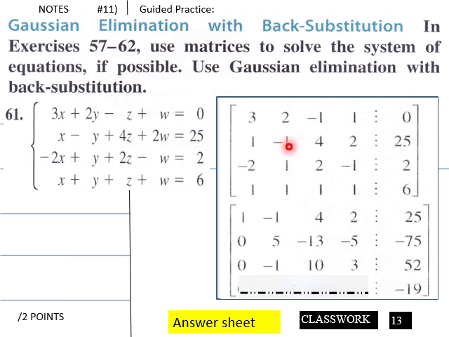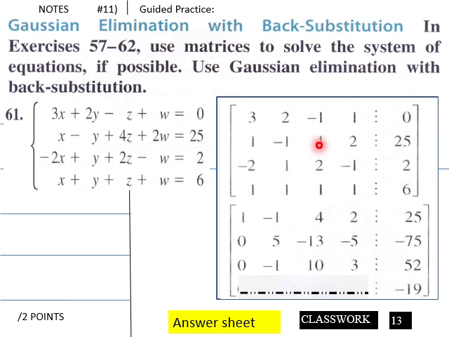Negative 2, positive 2. So negative 2 and 1. Wait a minute here. It would be 2 times negative 1, which is negative 2, and 1 would be negative 1, and then negative 2 times 4 would be negative 8. Oh, it'd be positive 2.